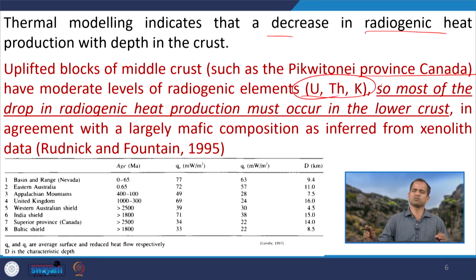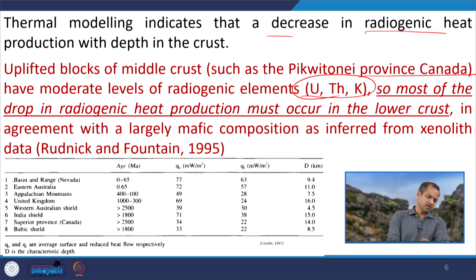So, that is why in the middle crust, wherever it is exposed, it is compared to the upper crustal surface. Then it is found that in the middle crust, the concentration of uranium, thorium, and potassium is less as compared to the upper crust. So, it is believed that as you go from the upper crust through the middle crust to the lower crust, the heat generation substantially decreases.